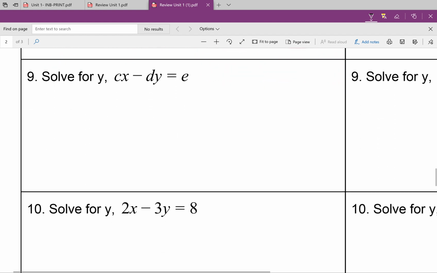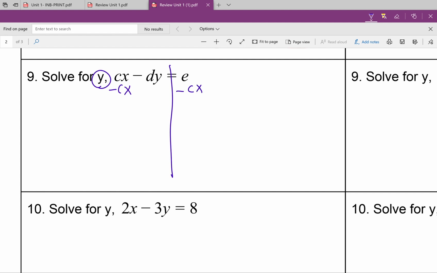Okay, last two questions. Notice that these two questions are literal equations. Remember, in literal equations, we are trying to solve for whatever variable they're asking. So on number 9, it says solve for y, meaning we need to get y completely by itself. So if I'm getting y by itself, I notice that CX and D are all in the way of y. We need to get rid of those letters first. So I'm going to subtract CX from both sides.